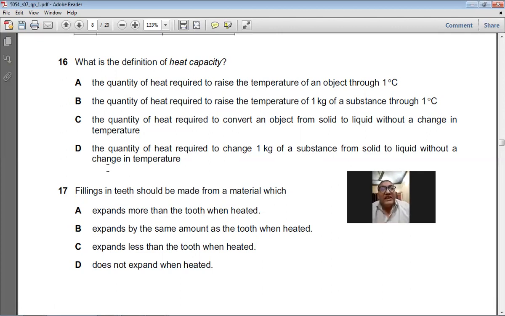Question number 17, fillings in the teeth should be made from a material which expands and contracts as your teeth are expanding and contracting. Expands more than the tooth when heated, no. Expands by the same amount as the tooth when heated, yes. Expands less than the tooth when heated, no. Does not expand when heated. So the fillings in the teeth should be made from a material which expands by the same amount as the tooth when heated. So I think B is the choice.